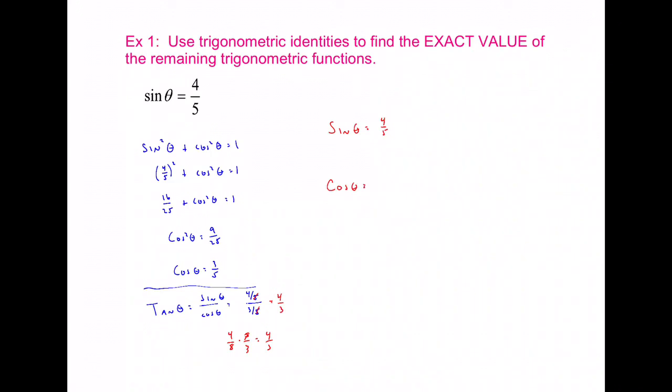Cosine of theta we found to be 3/5. And tangent of theta was 4/3. So that means we can find the reciprocals. Cosecant of theta is the reciprocal of sine, so that's 5/4. Secant of theta is the reciprocal of cosine, is 5/3. And cotangent of theta is the reciprocal of tangent, which is 3/4. So those are the 6 trig functions, given one of them, by using the trig identities.